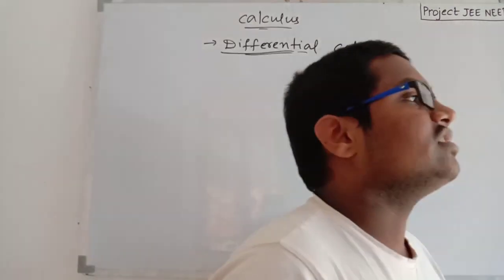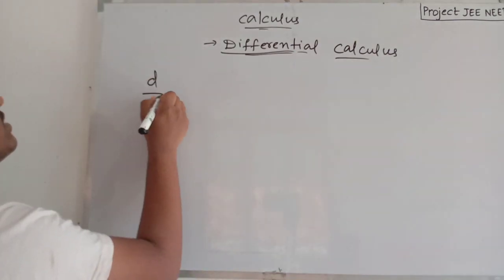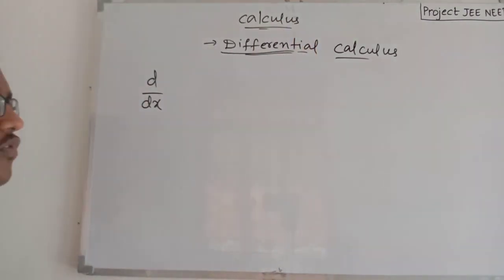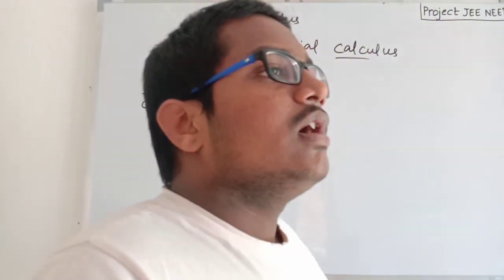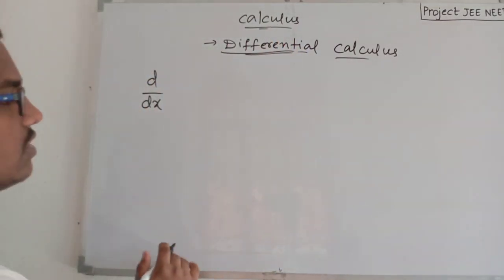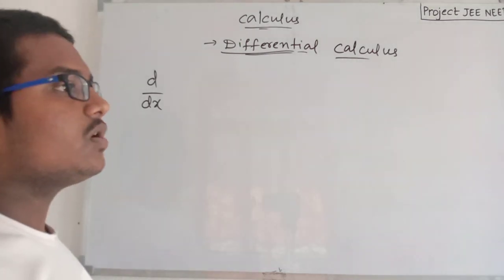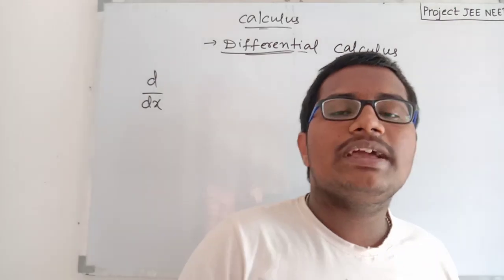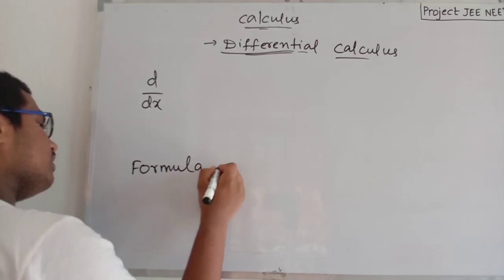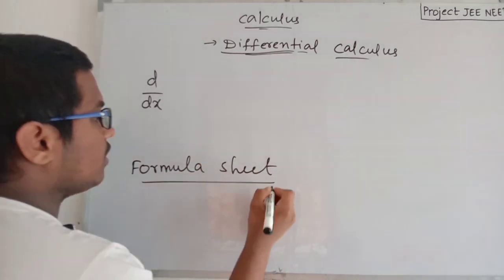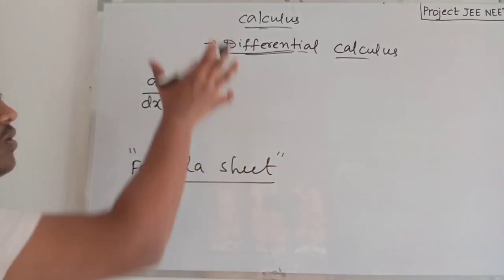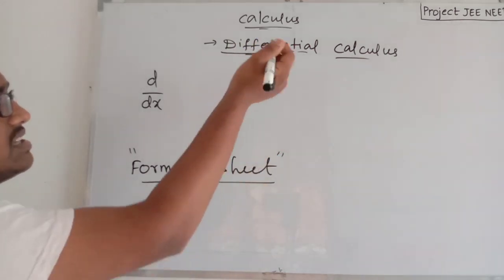So what is differentiation? Differentiation is indicated by d by dx. I will not go into the definition; I will go directly to the formulas. I will give you a list of formulas where all the formulas are written, and you will take a screenshot and write them in your notes, or for every chapter you make a formula sheet. So know this tip: formula sheet. You take a bigger paper and you write all the formulas related to these concepts.